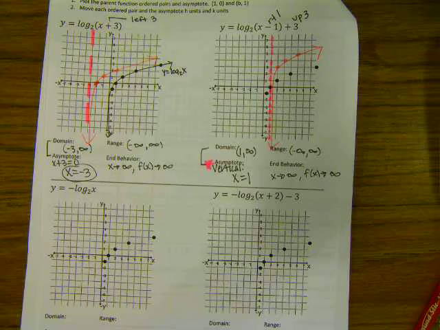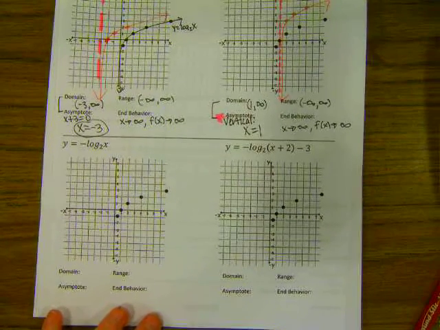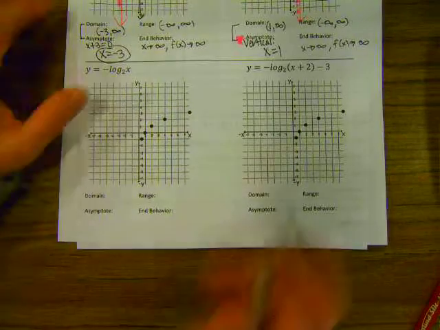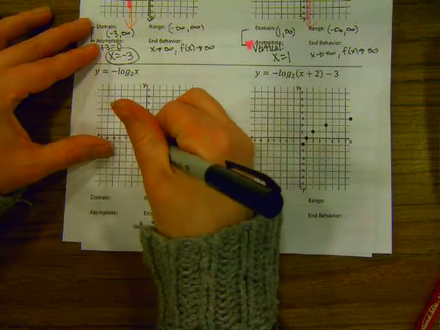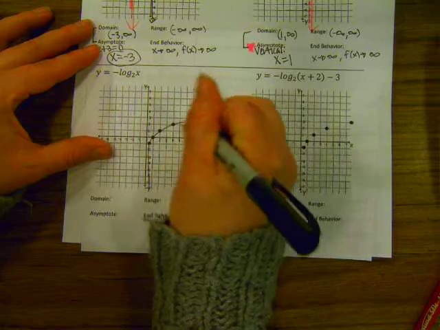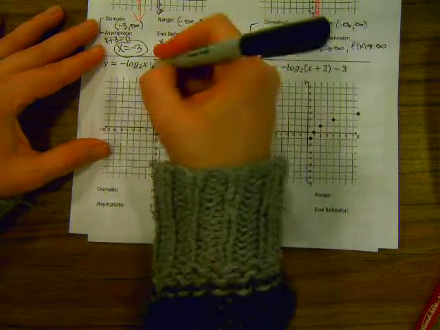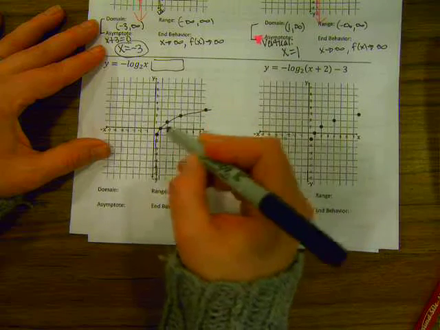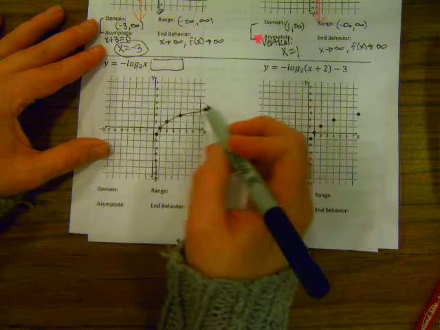Now let's take a look at when we have that a value in front, that a value is negative. Let's see how that affects it when the a value is negative. So here again, this is just the parent function. If you want to sketch it, you can. It's up to you through the points. There are no shifts here, so we're actually not going to move these points.